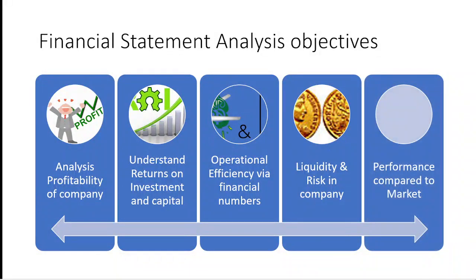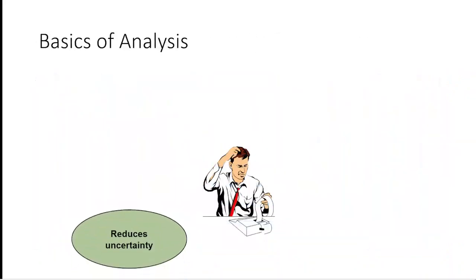Then there is performance compared to the market. Now all this alone cannot be sufficient to understand whether the company is doing its maximum potential or not. There is performance where we compare against the market, against the competitors, against the industry averages. This is the last objective that we want to understand from financial statement analysis. Now understanding these objectives is one thing, and how we are going to do it is another thing. So let's look at how we do it.